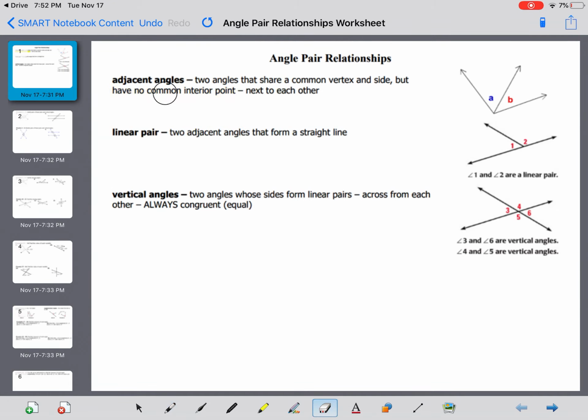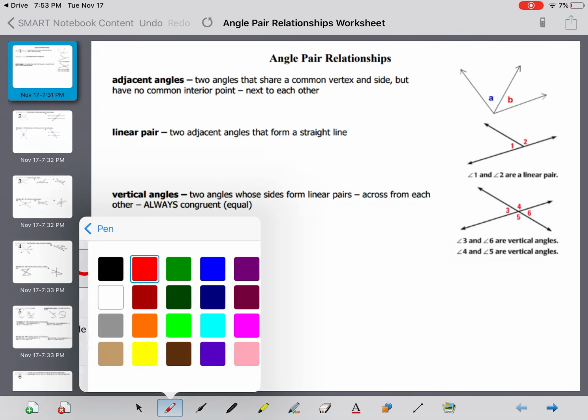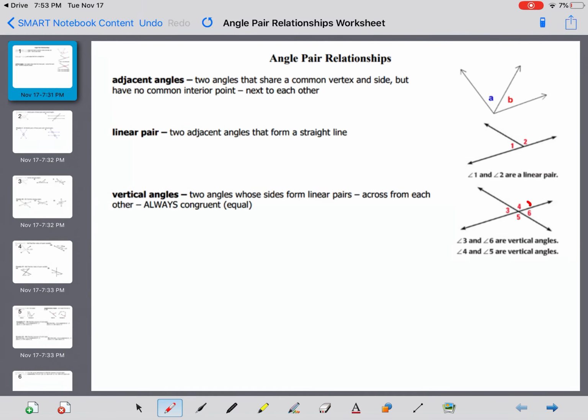A linear pair is two adjacent angles that form a straight line. So angle 1 and angle 2 form a straight line. That's a linear pair, 180 degrees. Vertical angles, two angles whose sides form linear pairs across from each other, always congruent and equal. So remember, you show that with your congruent marks. Angle 4 and angle 5 are vertical angles, they're congruent. Angle 3 and angle 6 are also congruent to each other.